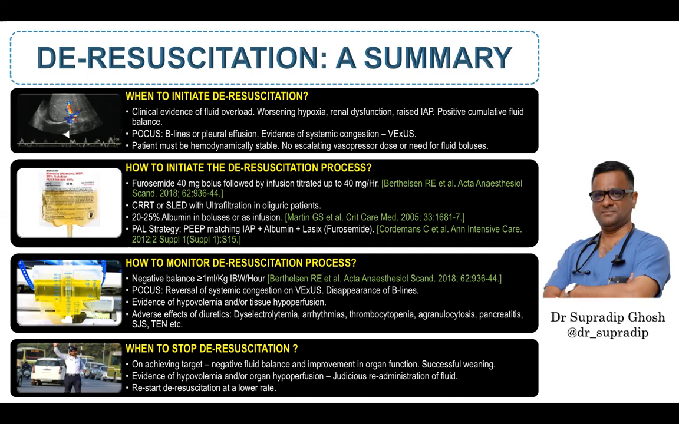Second question is how to initiate the de-resuscitation process. Loop diuretics like furosemide and torsemide plus or minus acetazolamide are probably the most widely used de-resuscitation strategy. In patients with oliguria or anuria, ultrafiltration using CRRT or SLED may be useful. One suggested approach is to use a 40 milligram bolus of furosemide followed by furosemide infusion, which can be titrated up to 40 milligram per hour.